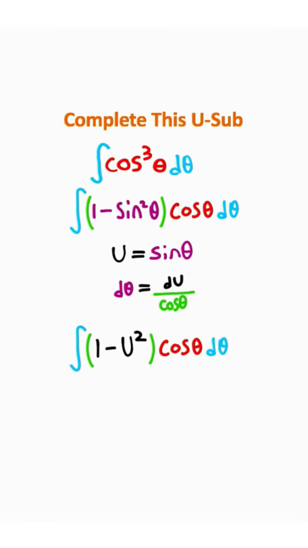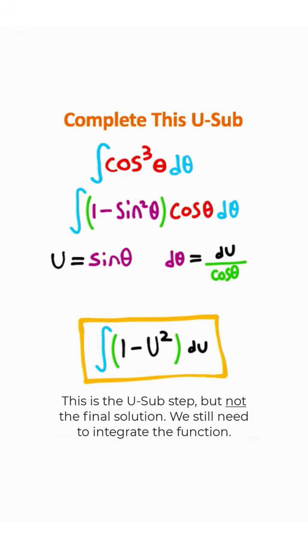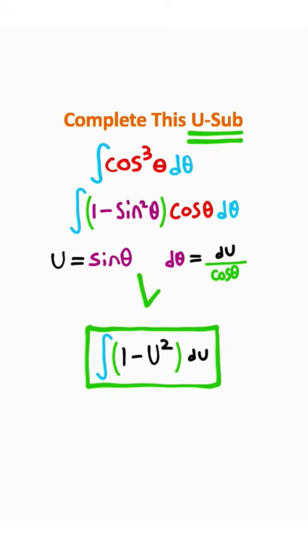I can take this expression and plug it in for my d theta in the original integral. And now I can cancel the cosine thetas, and that leaves me with this expression. And notice in this expression we have only u variables and everything's with respect to u. So we have successfully completed this u sub.